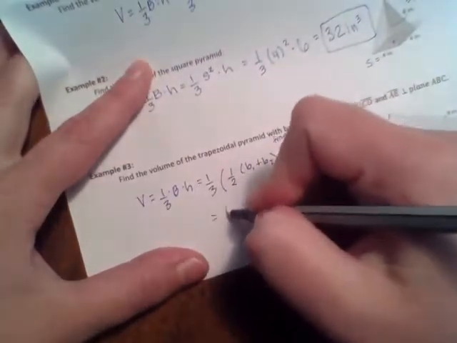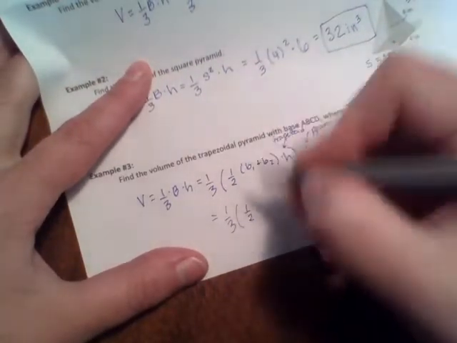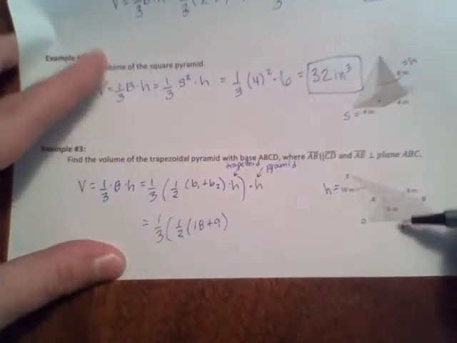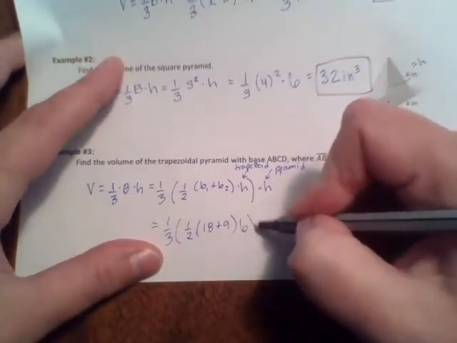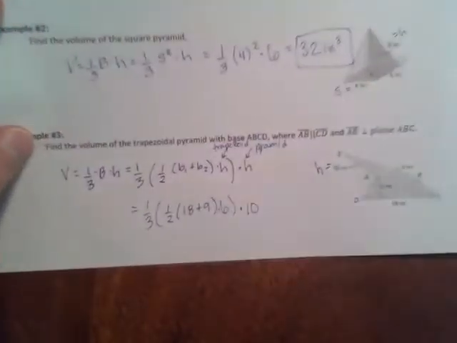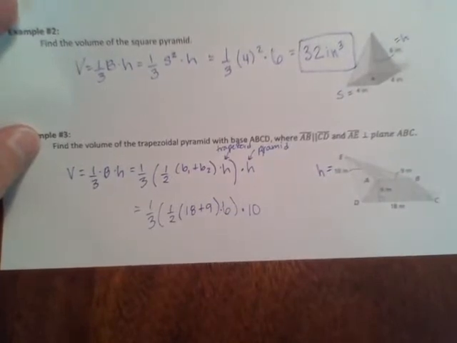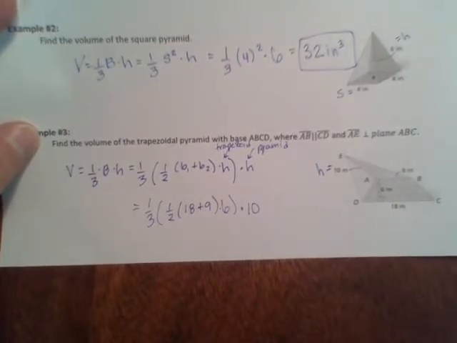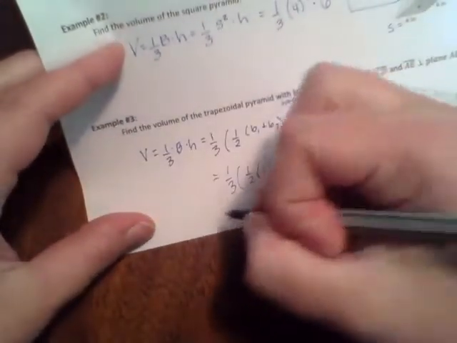So plugging in our pieces, we've got a third that we're multiplying by a half. Our first base is 18, second base is 9, so 18 plus 9. The height of this trapezoid is 6, and then the height of the pyramid itself is 10. So we're going to go ahead and multiply all of those pieces. What's 18 plus 9? 27 times 6 times 10. All right. So we're going to get 270, and the units are meters cubed.